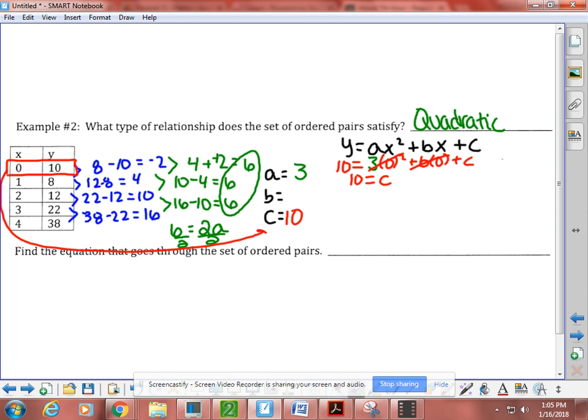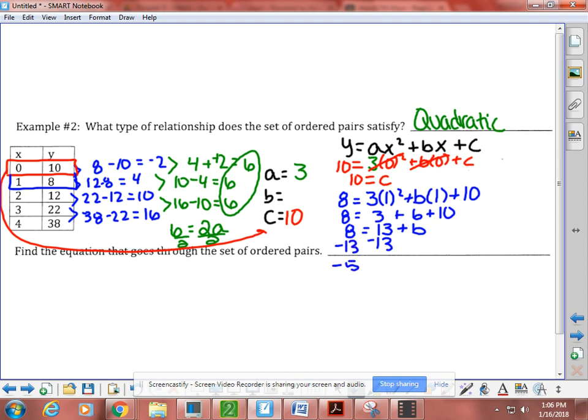All right, so then we're going to use our next ordered pair, this blue one, 1, 8, and we're going to plug 1, 8 into the equation. So 8 is our y value, equals our a value of 3, times 1 squared, plus b times 1, plus our c value of 10. So 3 and 10 came from our green and our red. So I have 8 equals 3 plus b plus 10. So 8 equals 13 plus b. Subtract 13 to the other side, and negative 5 is equal to b.